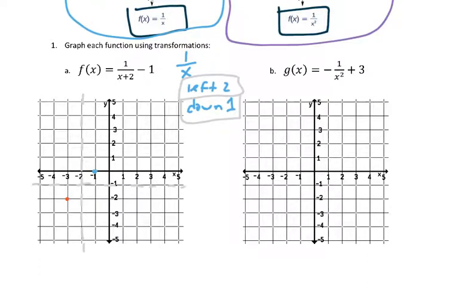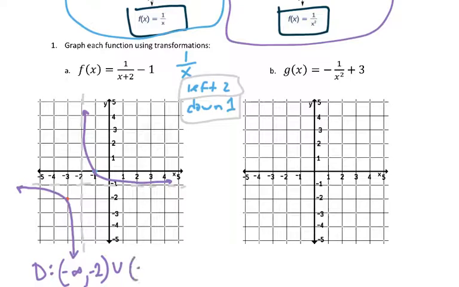So then we can draw our graph. I will draw it in purple. It goes upwards and approaches that asymptote here and here, and it goes from here to here. We can also talk about the domain and the range of this function. The domain is all x values except for negative 2. So the domain would be from negative infinity to negative 2 with parentheses, unioned with negative 2 to positive infinity.